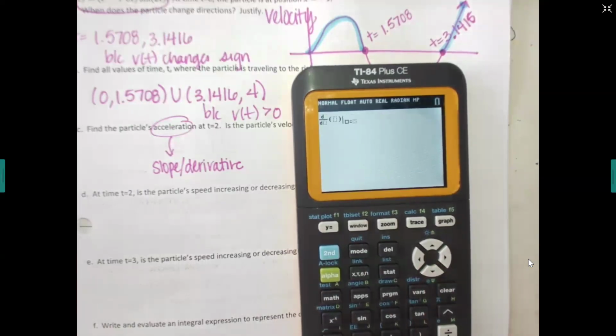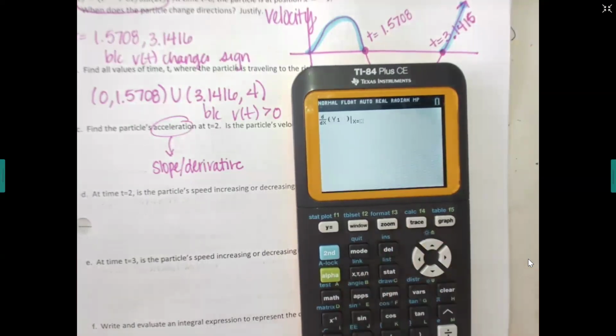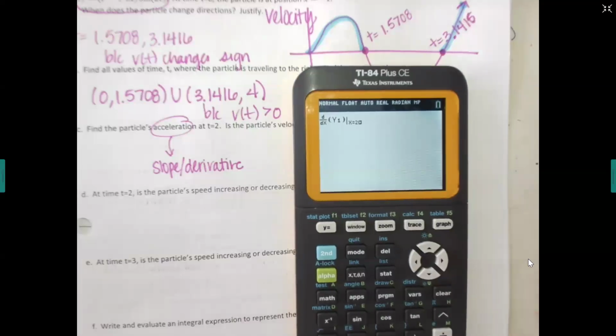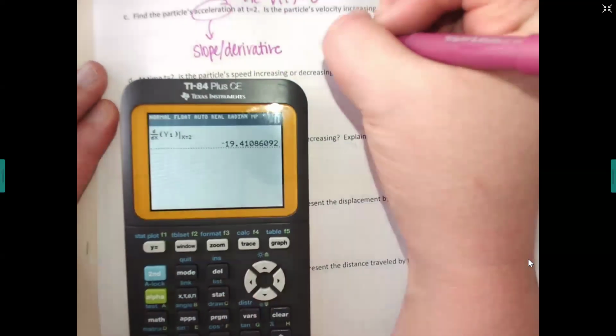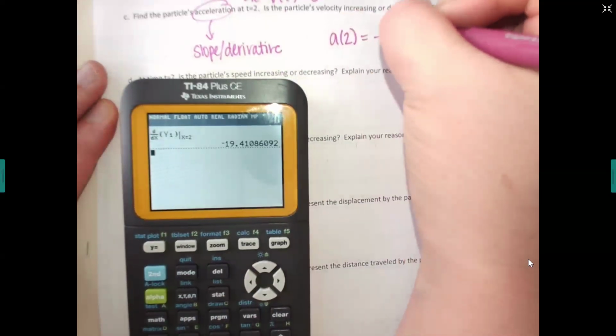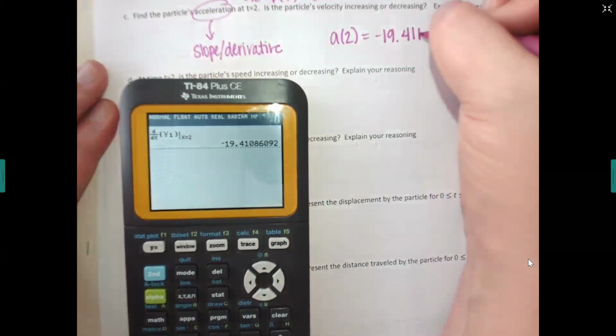Then you're going to do d/dx. And rather than you retyping the whole equation that you already have typed in, you're going to alpha trace y1. And I want the derivative at 2. Okay, you should get negative 19. Anybody need that again? Okay. So write it down. The acceleration at 2 is negative 19.4094.